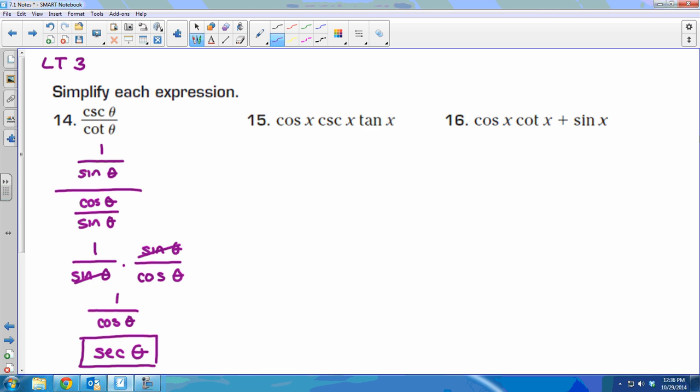1 over cosine theta is secant theta. You're going to know those identities so that you know that's secant theta. You guys have known the reciprocals of cosine and sine since geometry. So it's not from yesterday. Other questions on the first one? We can do another. Other questions on this one?